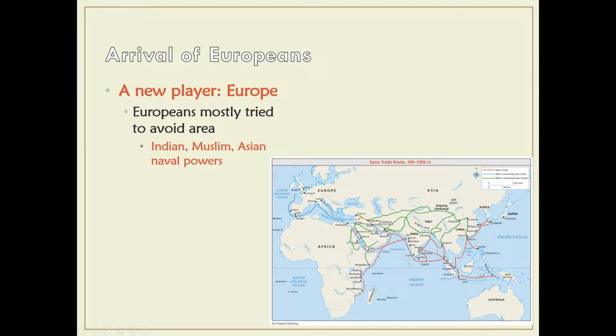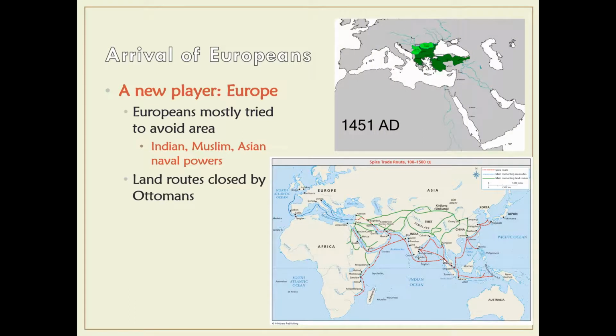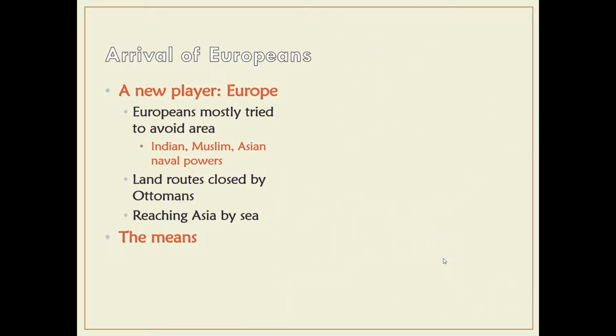And then going through the sea routes, you had Indian, Muslim, and Asian naval powers going throughout the Indian Ocean, the South China Sea, and even the South Atlantic. You would have boats going through there, and so the Europeans had tried to avoid the area for as long as possible, but thanks to the advancements of the Renaissance, they began to look at reaching Asia by sea.